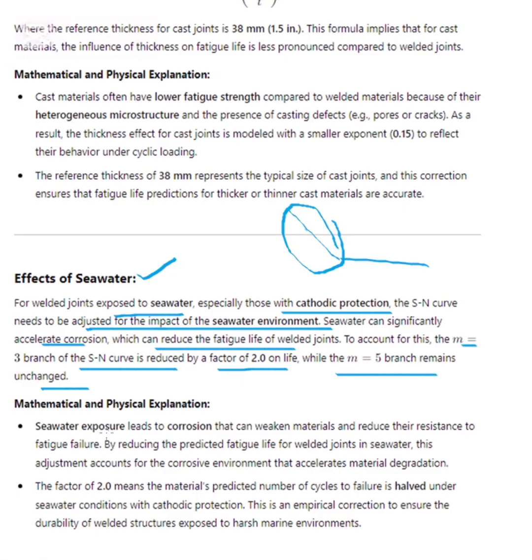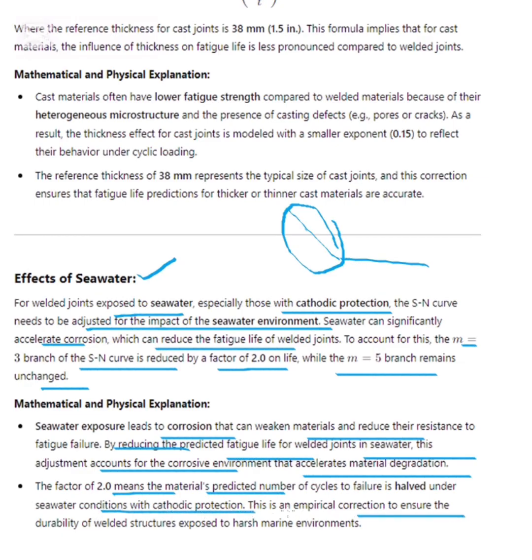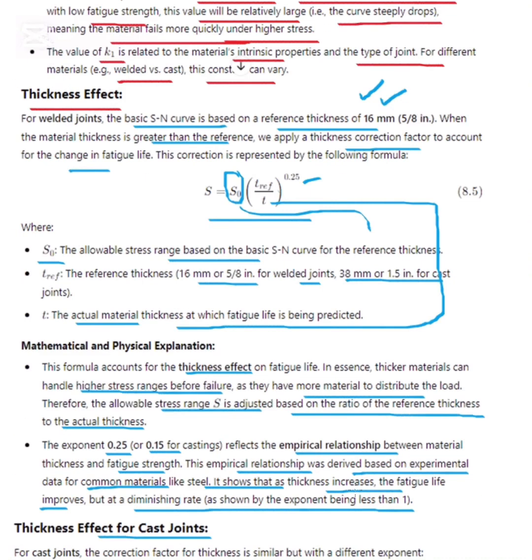Seawater exposure leads to corrosion that can weaken the materials and reduce the resistance to fatigue failure. By reducing the predicted fatigue life for welded joints in seawater, this adjustment accounts for the corrosive environment that accelerates material degradation. The factor 2.0 means the material's predicted number of cycles to failure is halved under seawater conditions with cathodic protection. This empirical correction ensures the durability of welded structures exposed to harsh marine environments.